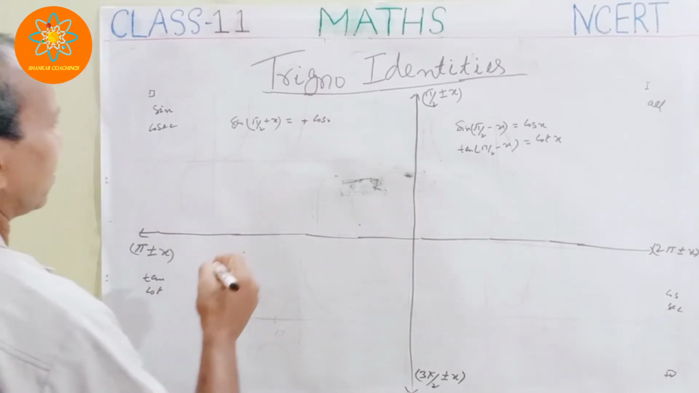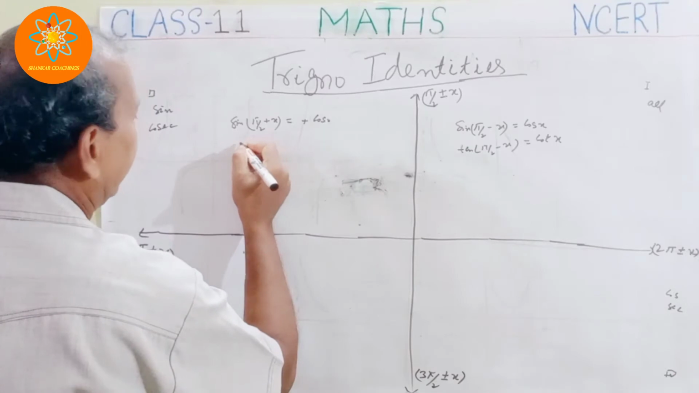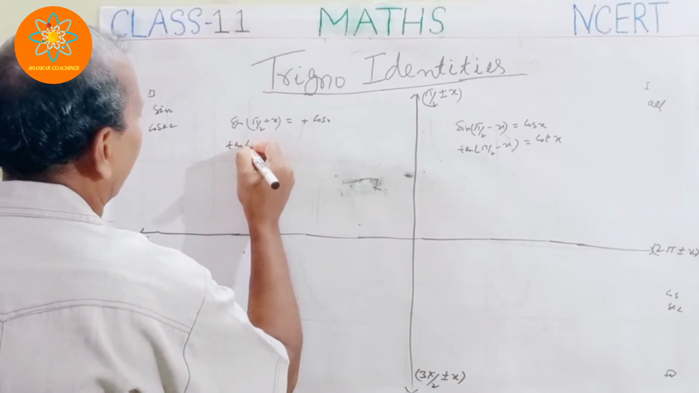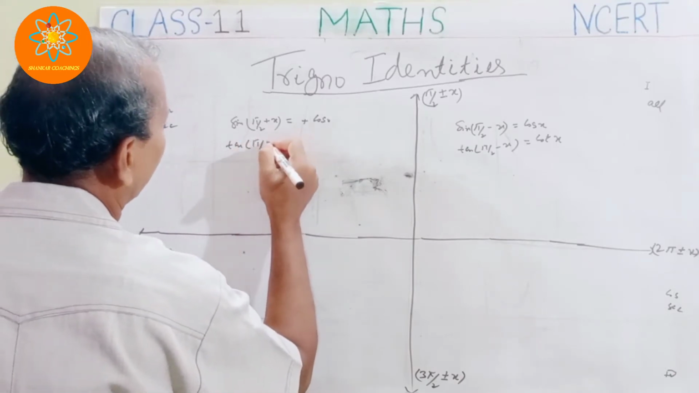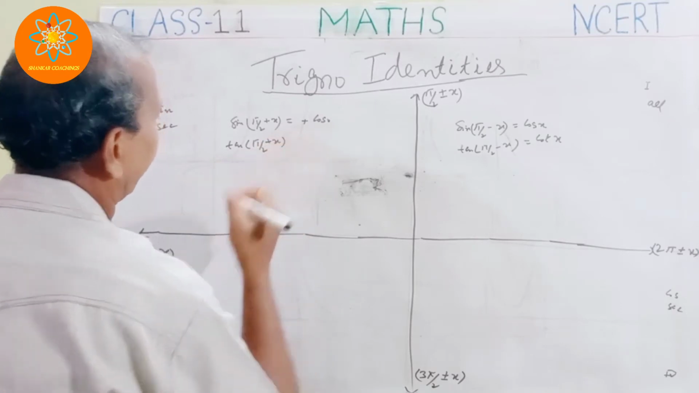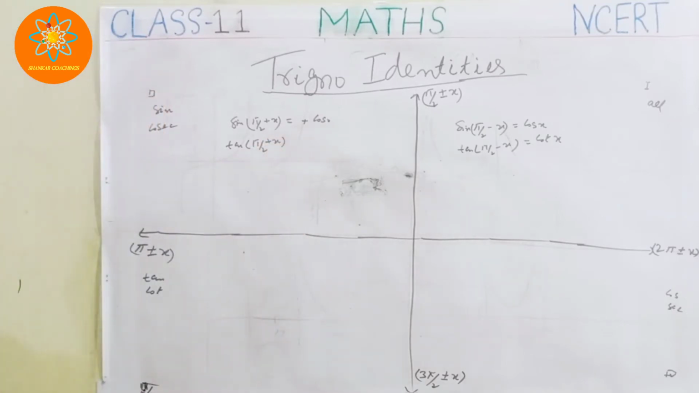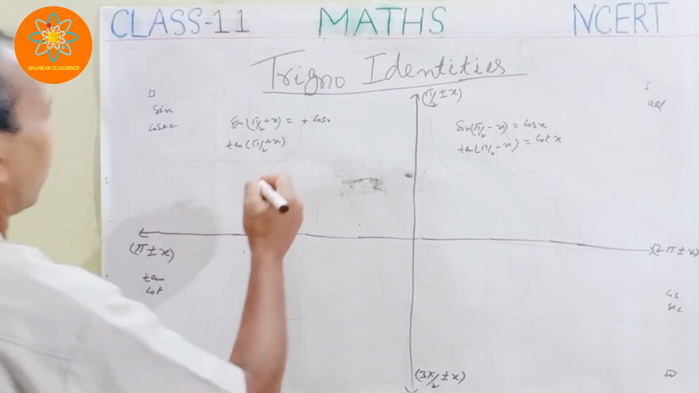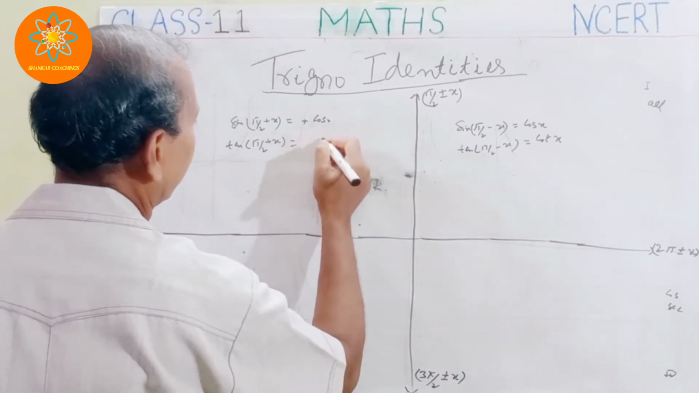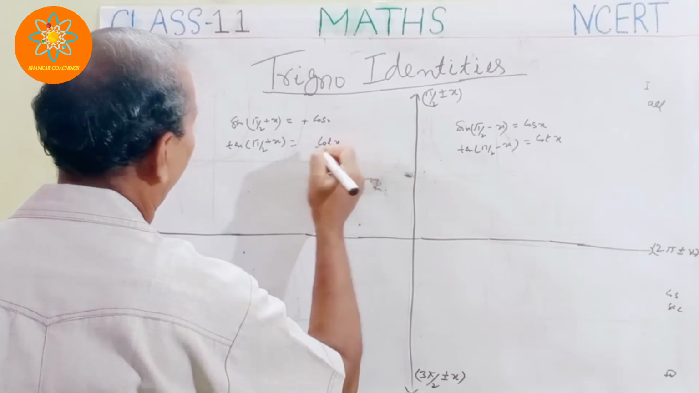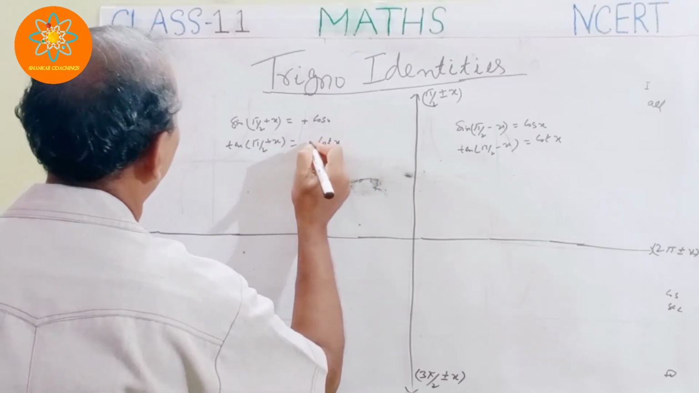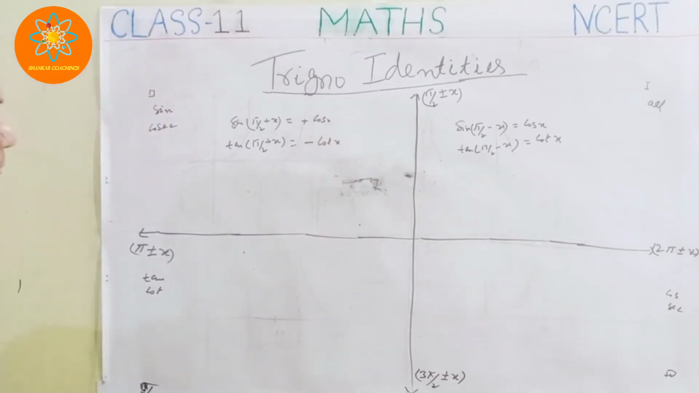Similarly, let's suppose I am taking tan(pi by 2 plus x). It is in the second quadrant, so this is your cot x. This is nothing but your cot x, but the sign will be negative.